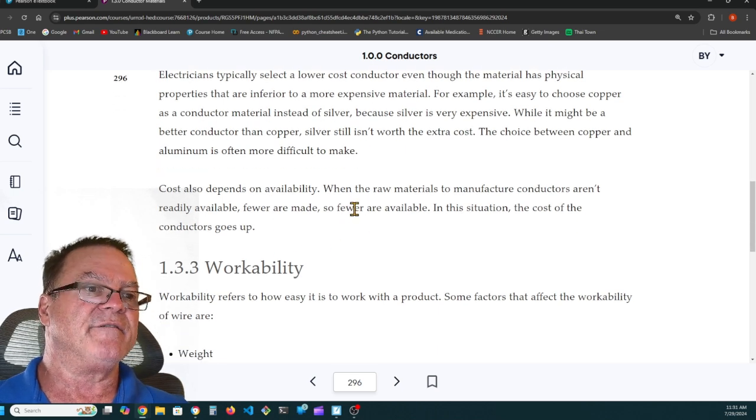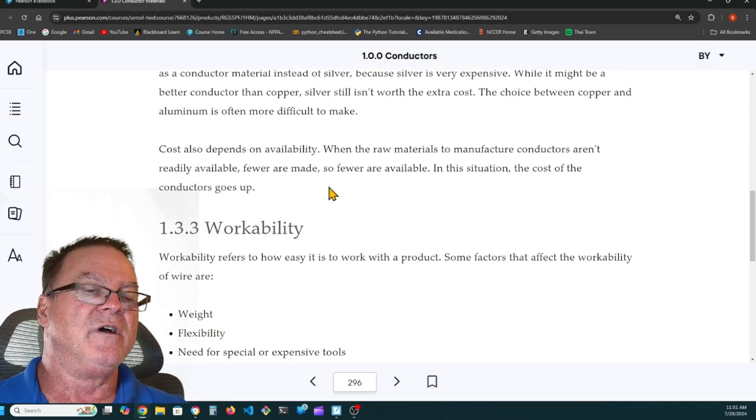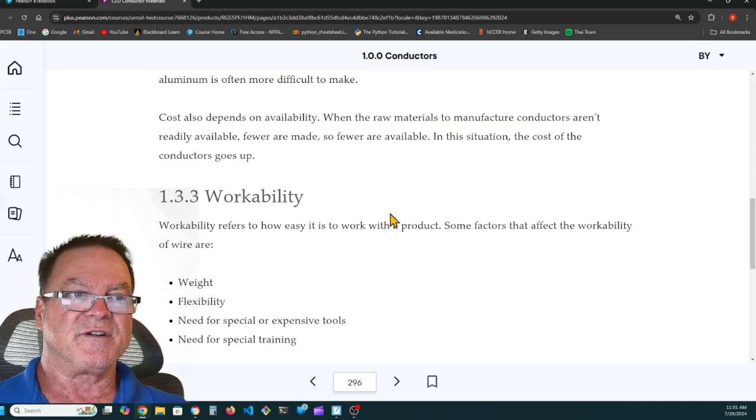Cost also depends on availability. When the raw material to manufacture conductors isn't readily available, fewer are made, so fewer are available. In this situation, the cost of the conductors goes up.